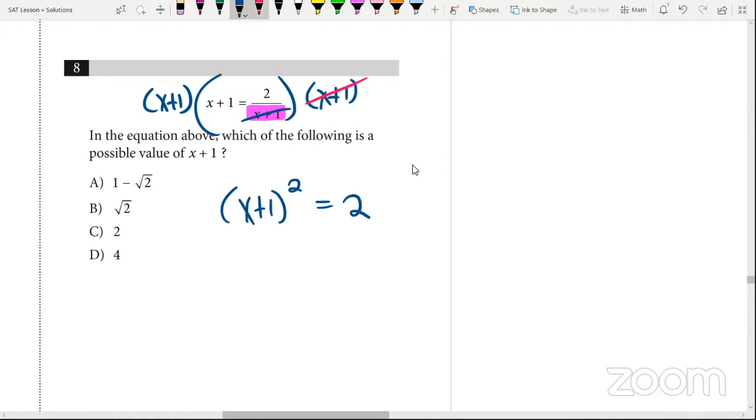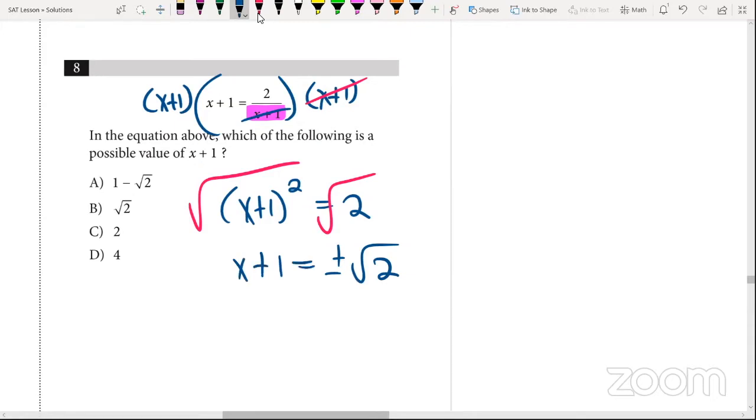So now, how do we get x plus 1? Well, we can undo the exponent of 2, the square, by just taking a square root. And remember, when you take a square root, you get a plus and minus. So x plus 1, because the square root and the square cancel each other, equals plus or minus the square root of 2. And that's what they're asking us for here. So that's going to be our answer there.